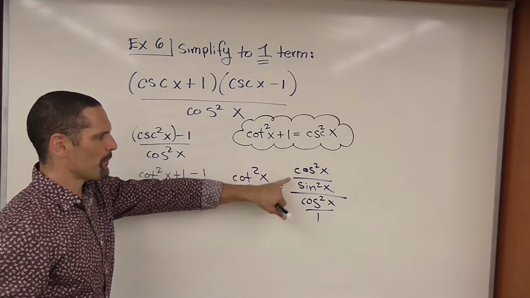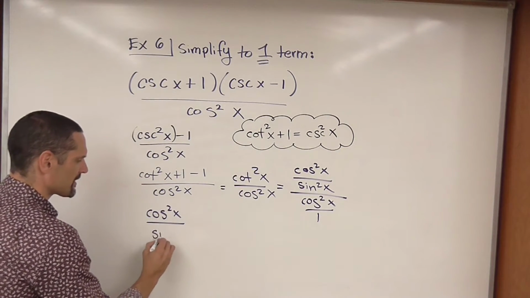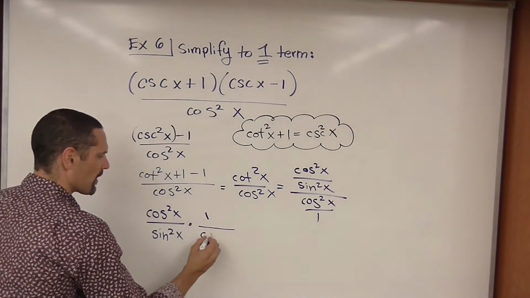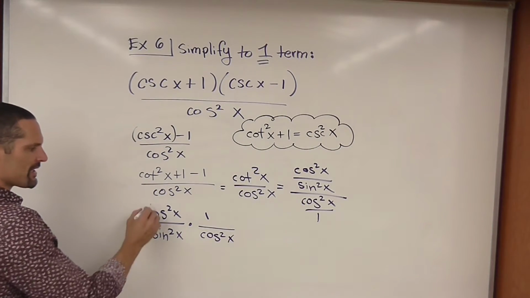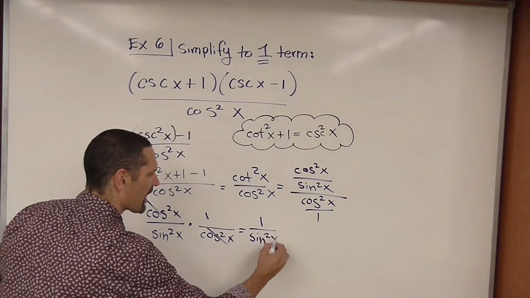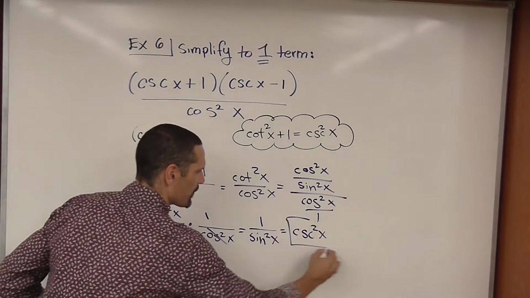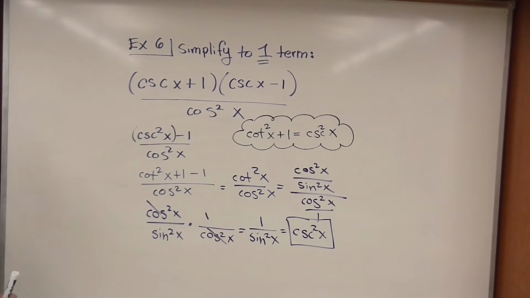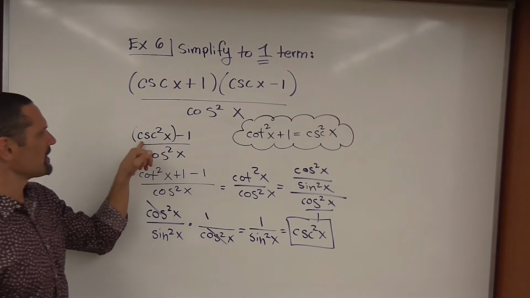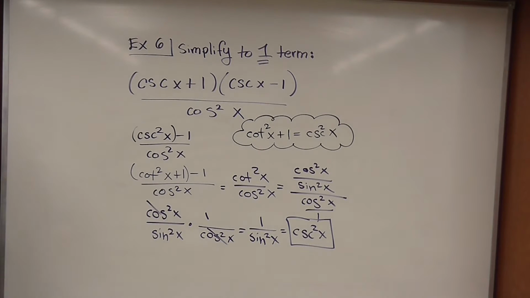Now I do keep, change, flip. Cosine squared x divided by sine squared x times, we have to flip this one, 1 over cosine squared x. Now we can see these are going to cancel, leaving us with 1 over sine squared x. If you know your reciprocal identities, that is cosecant squared x. And we have in fact done it. Take a look at this one again. It's a little bit complicated, and it involves recognizing that anytime we have cosecant squared, we can substitute in cotangent squared plus 1 and then simplify.